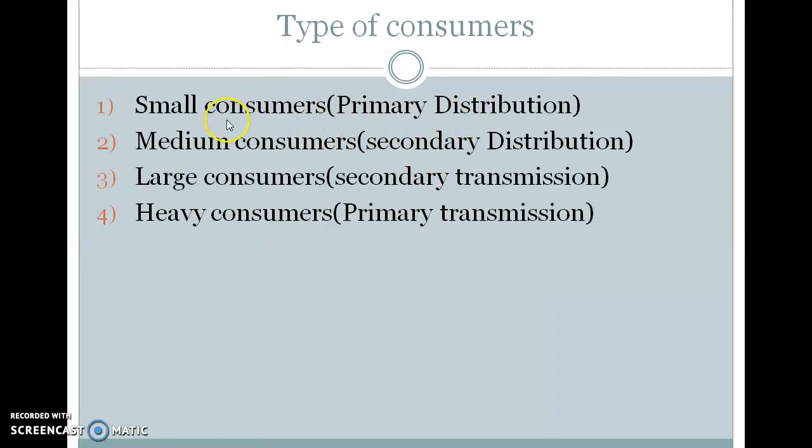Actually, the types of consumers are small consumer, medium consumer, large consumer, and heavy consumer. The small consumer takes the electricity from the distribution side. The medium consumer takes the electricity from the primary distribution side. The large consumer receives the power from the secondary transmission network or sub-transmission network. Then the heavy consumer or very large consumer receives the electrical power from the primary transmission network. That's all. Thank you.